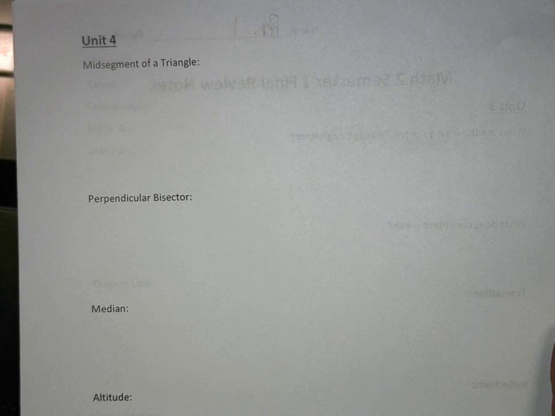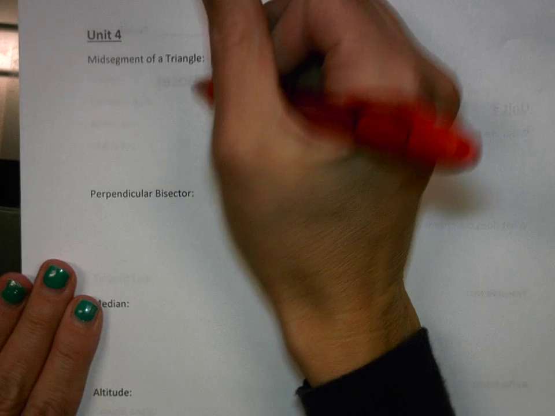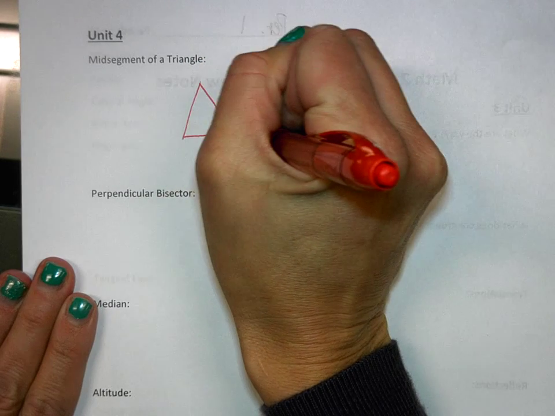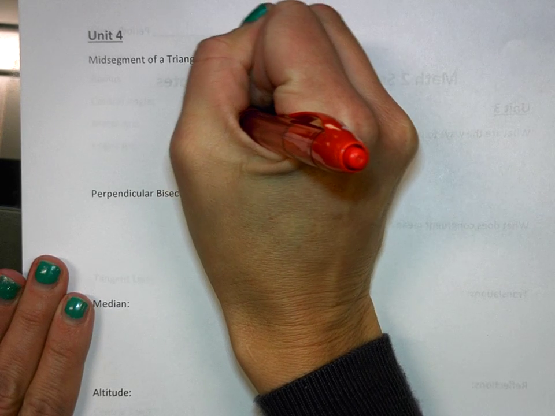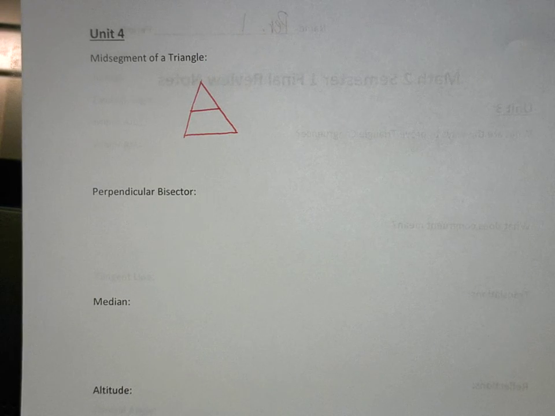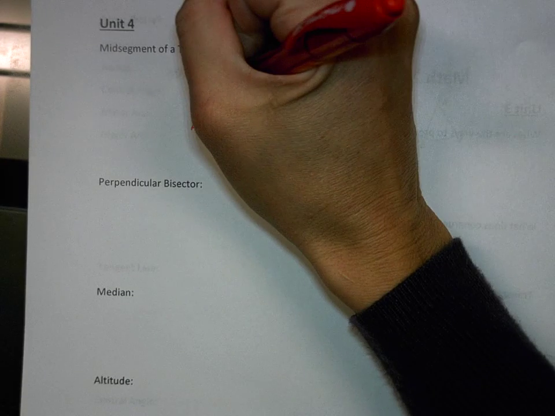Okay, Math 2, Unit 4, semester final review. So we're going to start with a mid segment of a triangle. I'd like everyone to draw a triangle. And the mid segment, guess where it goes? In the middle.